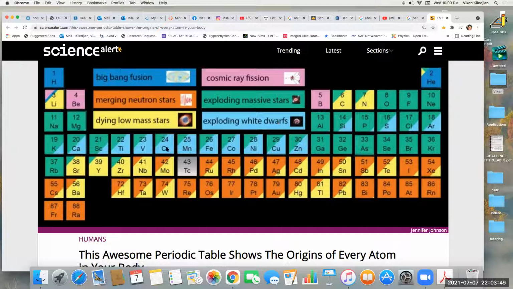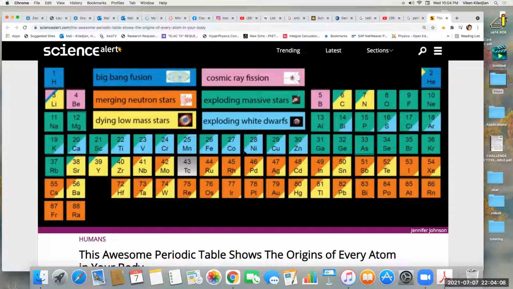What does that one create? Well, that one creates a little bit of the silicon, sulfur, all these, most of the iron in our bodies, nickel, copper, zinc, all of these.